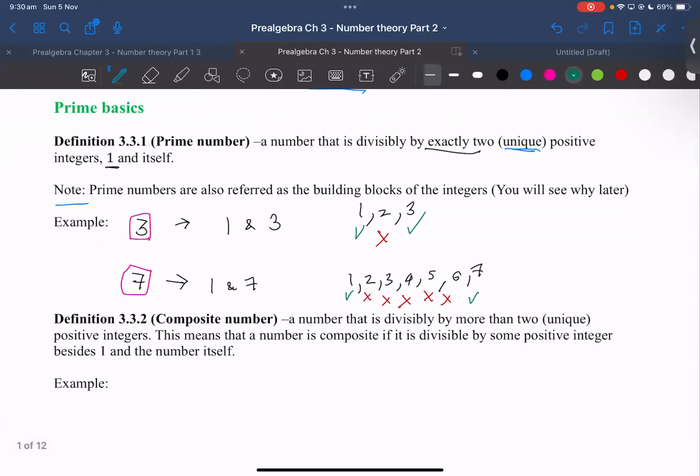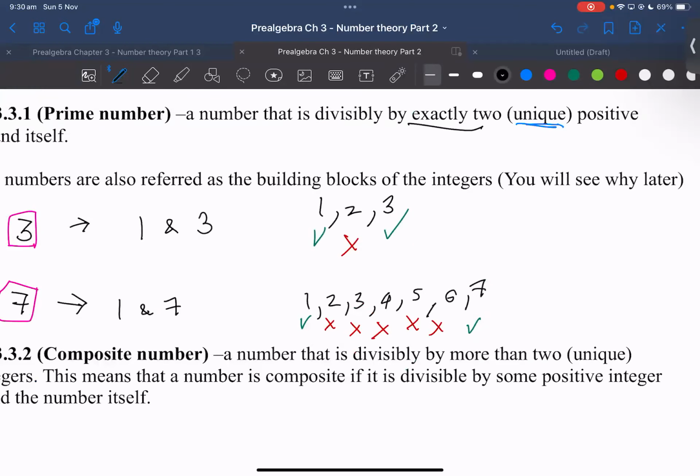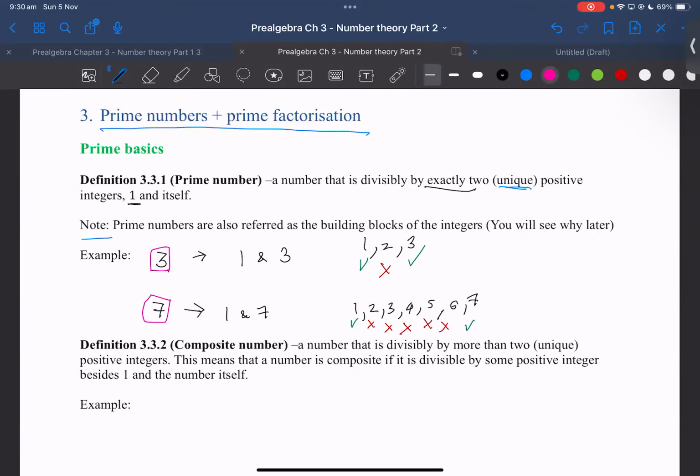Yep, I agree. Oh, wait, no, sorry. I thought the x's meant prime. Oh, no, sorry. We're not checking if these are prime. We're just checking 7. We're just going through the numbers from 1 to 7. Okay, here's the important one.